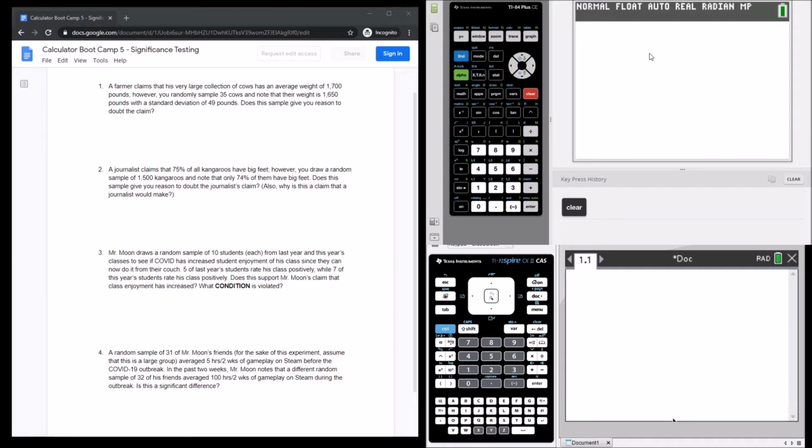So if you don't have the 84, but you do have the NSPIRE, you can skip to about halfway through the video. If, on the other hand, you have the 84 but not the NSPIRE, you could watch the first part and then stop. Alright, so let's look at this first problem.